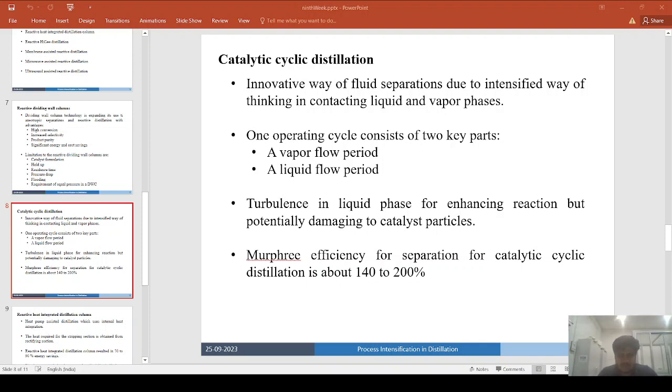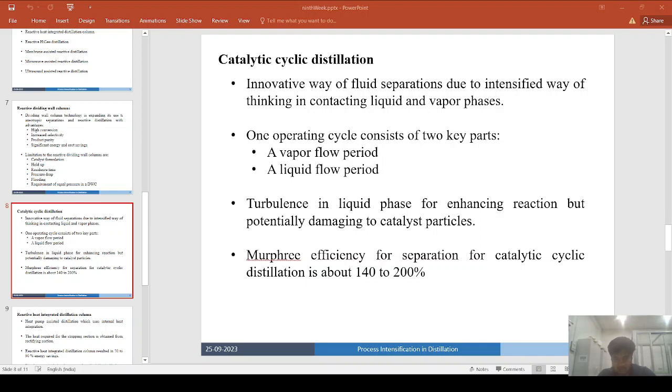So now let us go to the next example of applied process intensification to the reactive distillation setup. Another such example is the reactive heat integrated distillation column, or HIDIC. So what is the idea behind the reactive heat integrated distillation column, if you may ask?